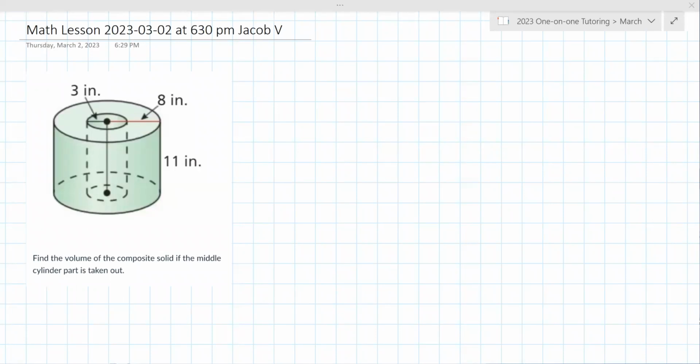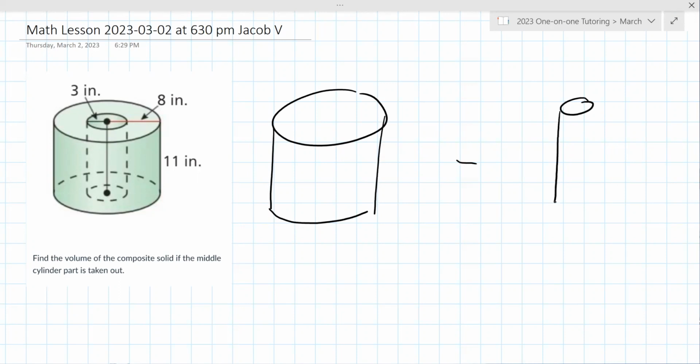There it is. All right, I see it. So what they're saying is that the middle, this little piece, has been drilled out, and you really want to think of it as the larger minus the smaller. Okay, so it's just like doing the volume of two cylinders and subtracting it.